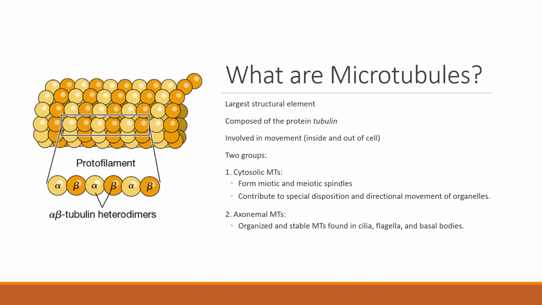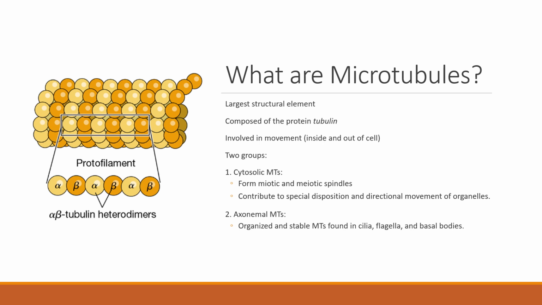There are two groups of microtubules, cytosolic microtubules and axonemal microtubules. Cytosolic microtubules form meiotic and mitotic spindles in the cells, which are required for chromosomal movement during meiosis or mitosis. They also contribute to the spatial disposition and directional movement of organelles in the cell. Basically, they organize fibers that help guide these organelles to their destinations.